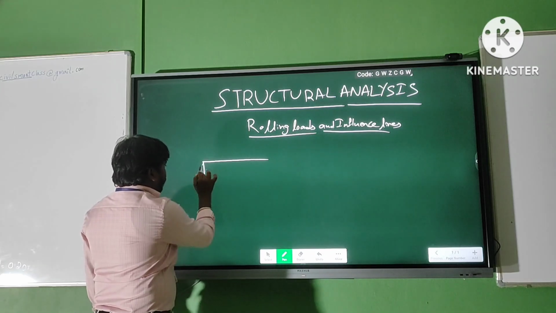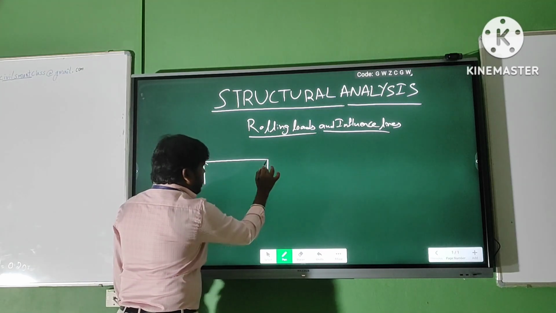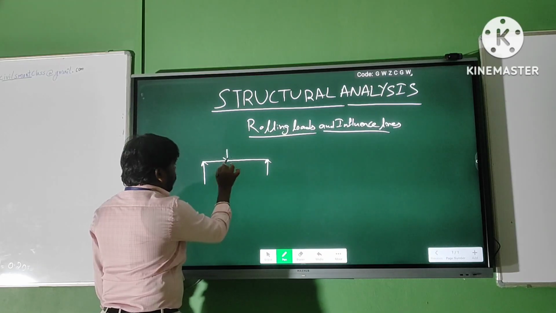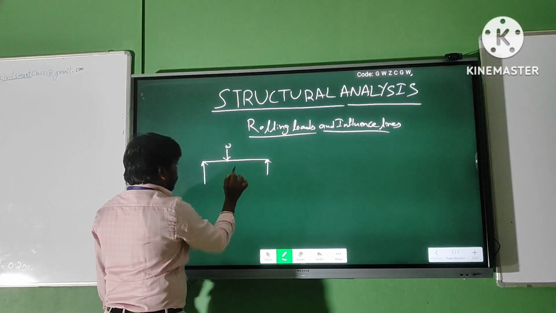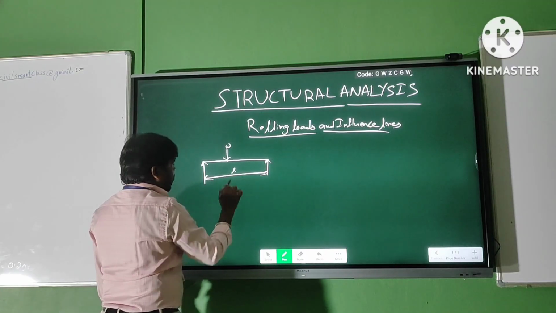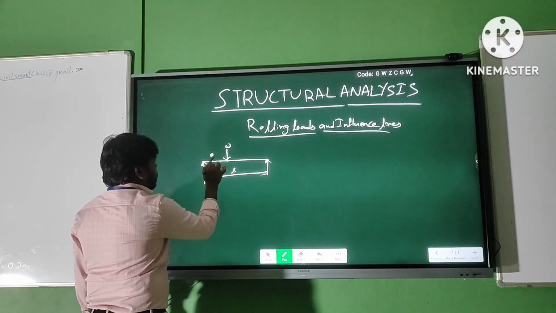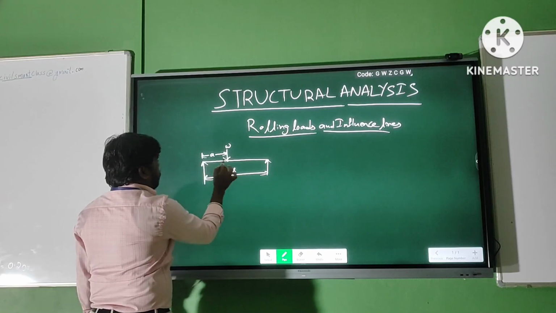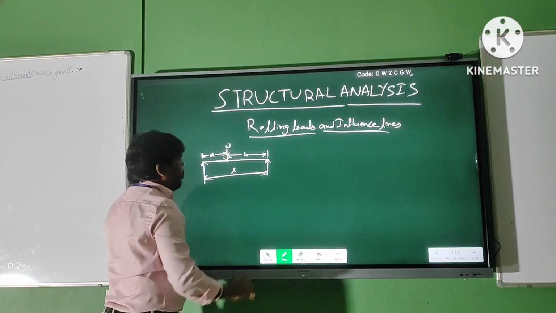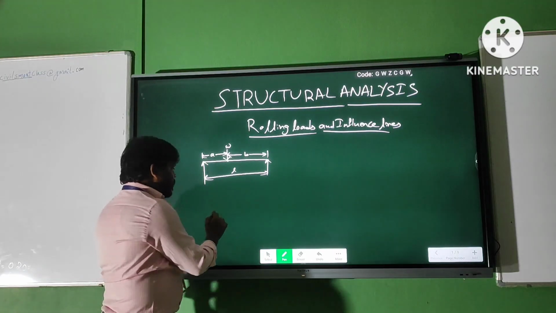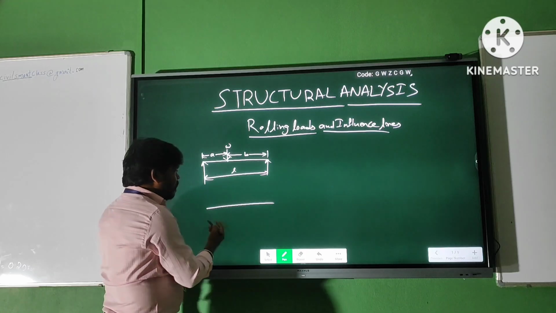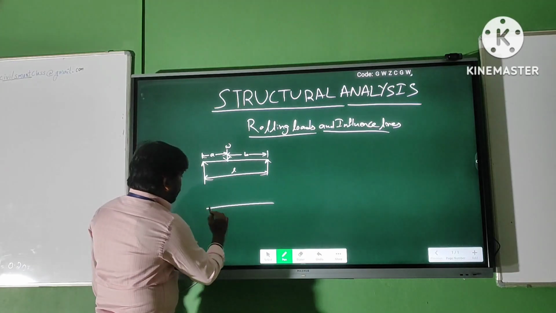Say, for example, we have a simply supported beam of length L subjected to a concentrated load W, at a distance of A from one end, and the rest of the distance will be B. Here we can easily find the bending moment. How can we find the maximum bending moment?